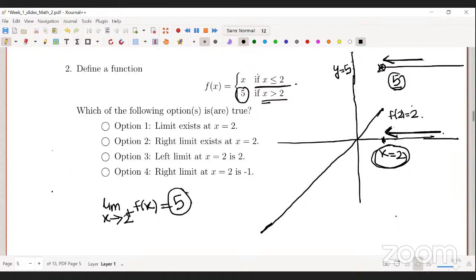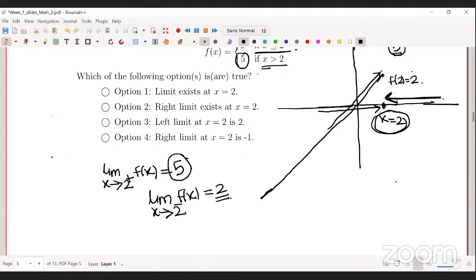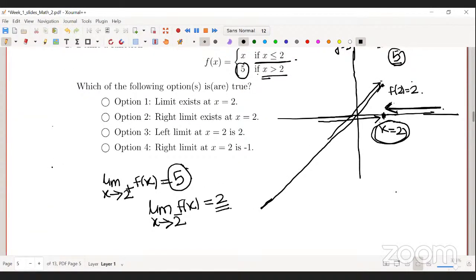So now let's compute the left hand limit. In the same way, if you are coming to this point from the left hand side of that point, we check how the function is behaving. As you can see, the value of the function approaches 2. So the left hand limit is 2, the right hand limit is 5, and certainly they are not equal. So the limit does not exist.